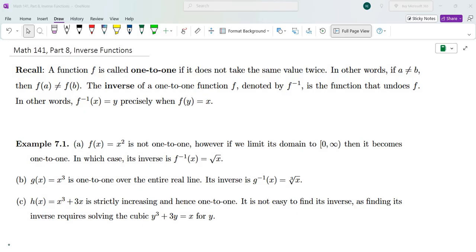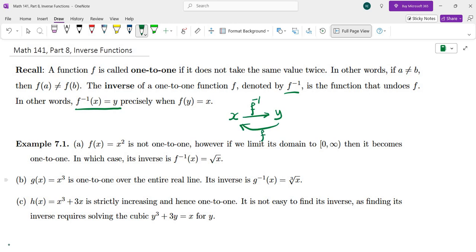The inverse of a one-to-one function is denoted by f inverse, and that is the function that undoes f. In other words, we have f inverse of x equals y precisely when f of y equals x. So if f takes y to x, then f inverse takes x to y.